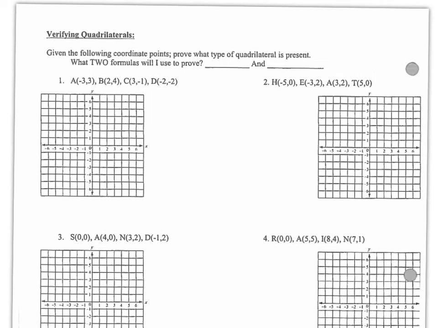So now I want to go ahead and verify quadrilaterals. Verifying quadrilaterals just means I'm proving that they are a type of quadrilateral. Looking at this first question, it says, given the following coordinate points, prove what type of quadrilateral is present. What 2 formulas do you think you're going to use the most? You're probably going to use the distance formula and the midpoint formula. Technically there's one more, slope. But because you have a coordinate plane, are you really going to use the slope formula? No, you're just going to apply rise over run.